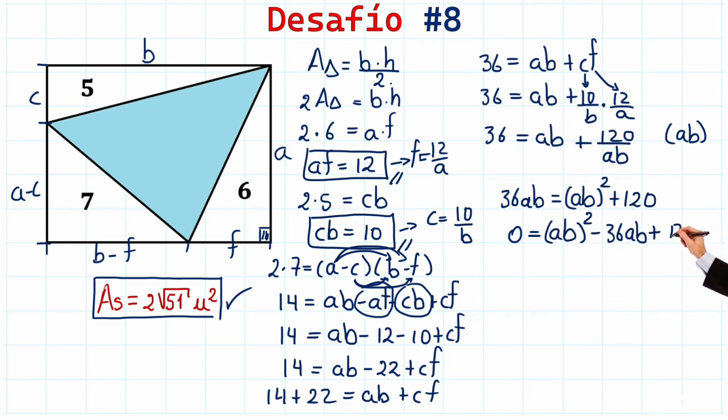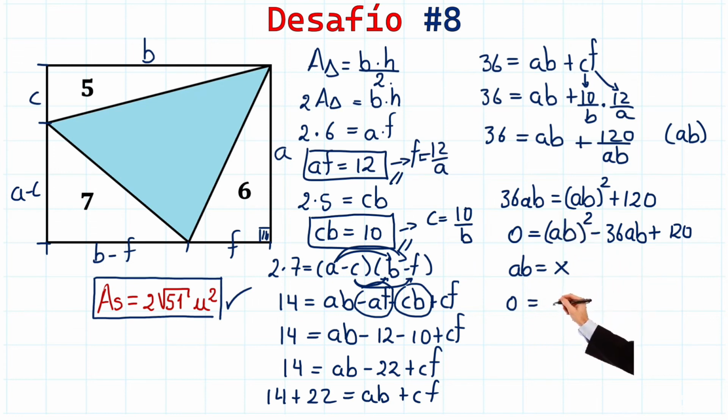And plus 120. Ladies and gentlemen, tell me what this reminds you of. This is a quadratic equation. If we consider AB as a single number, which we can, because let's say A was 2 and B was 3, well, this gives us 6. So 6 would represent X. Yes, if all these were X, it would be X squared minus 36X plus 120. So we can make a variable change, and we're going to say, ladies and gentlemen, that AB will be equal to X.